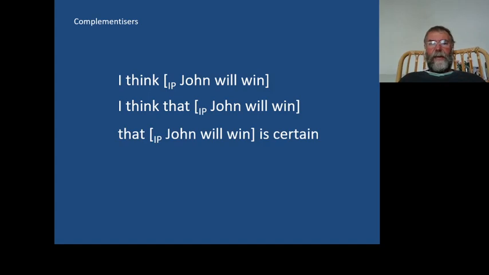So, for example, if you have an IP in the subject position of a clause like this one, that John will win is certain. John will win there is an IP sitting in the specifier position of another IP. And note the complementizer again precedes the IP, but it's ungrammatical to miss it out. You can't miss the complementizer out when the IP is in the subject position. So it's not true that the complementizer is always optional, but it is in certain positions, particularly in the complement position.